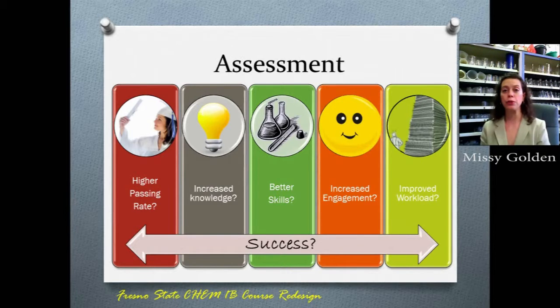Also, do they have better skills? Can they titrate more accurately? Can they separate their products more completely? Is the student happier? Do they feel more confident in the area? Do they have a better appreciation for the subject? And also, did we improve the workload, not only for the student, but also for the instructors as well? By looking at these five different components, that's how we'll gauge our success.